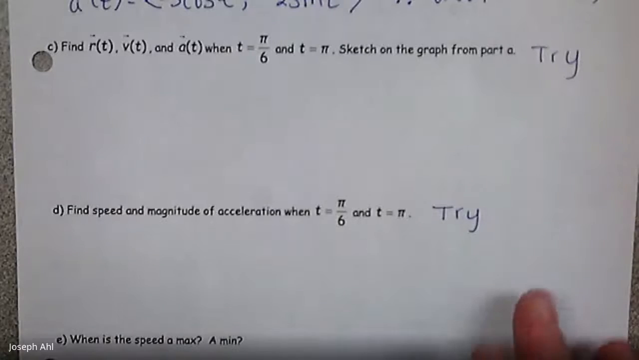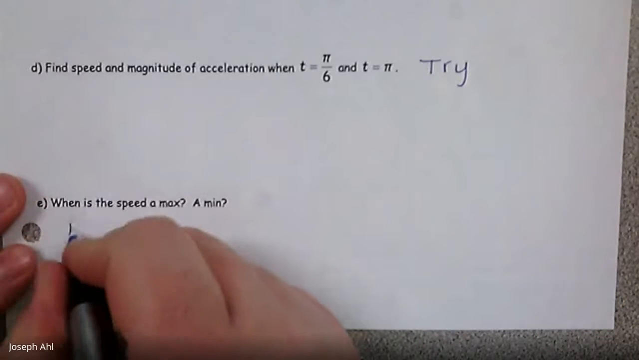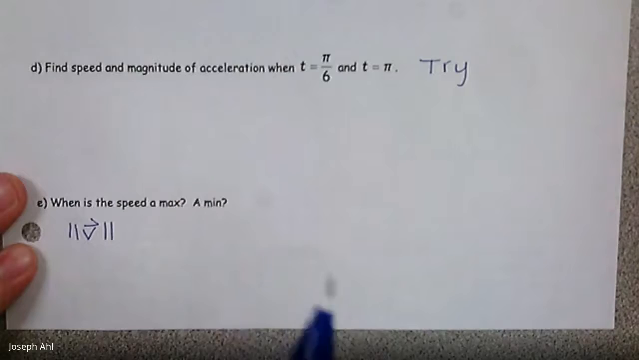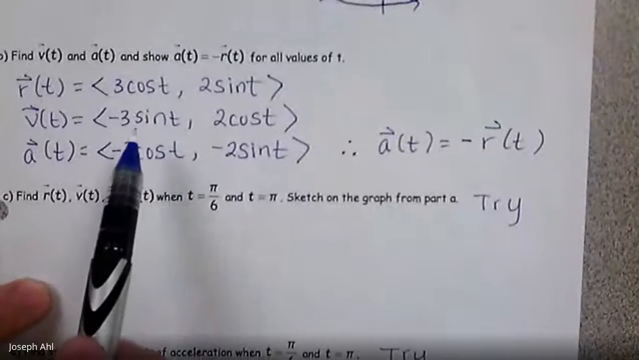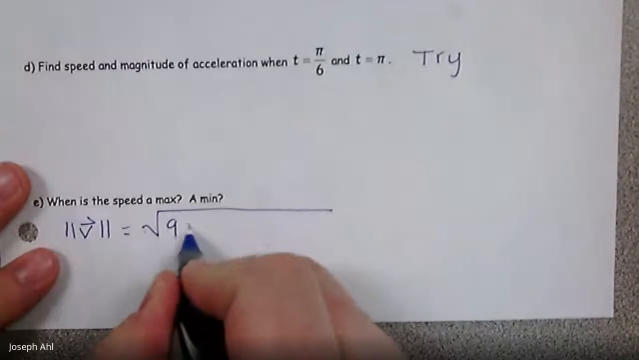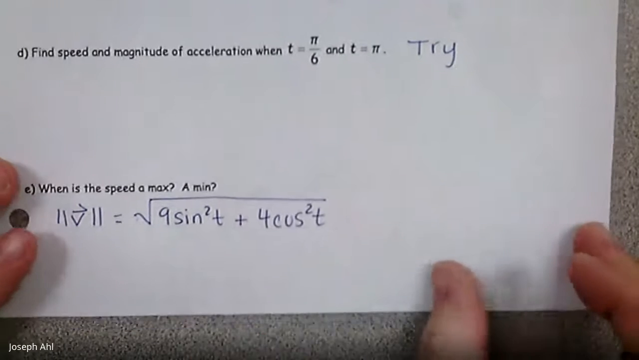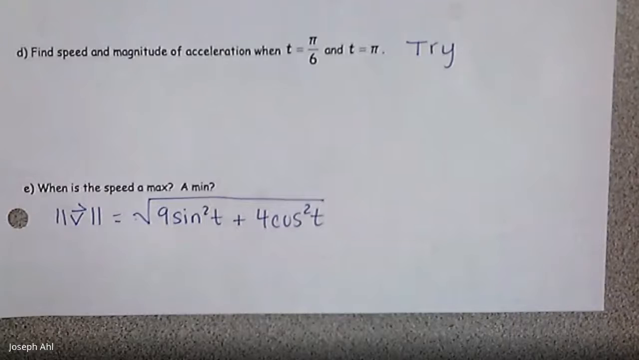For part E, it says when is the speed a max and when is the speed a min? So we know speed is going to be the magnitude of velocity. So if I go up to the velocity vector up here and I take the square root of this component squared plus this component squared, you're going to get the square root of 9 sine squared plus 4 cosine squared. And to establish when this is at a max and when it's at a min, I'm going to do sort of a quick substitution here that I think will be to our advantage. This might not be something that we think of right away, but it will help us to easily determine where this is at a max and where this is at a min.